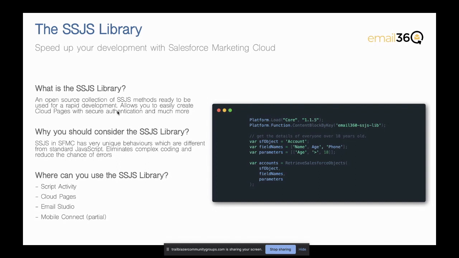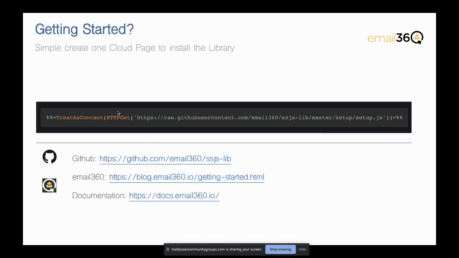So how do you get started with the SSJS library? It's very simple. All you need to do is create a cloud page. You add this code, which I will share after the presentation. And then you can open up the cloud page, and that will install everything on your Salesforce Marketing Cloud instance in your current business unit where you run this cloud page. And that allows you to have everything from the library straight up on your system.